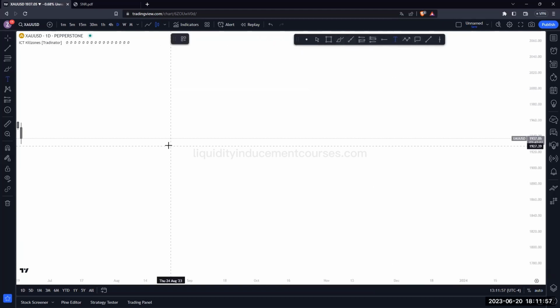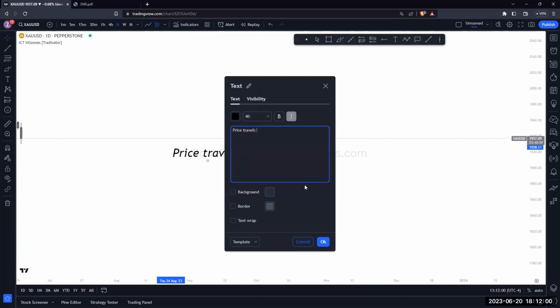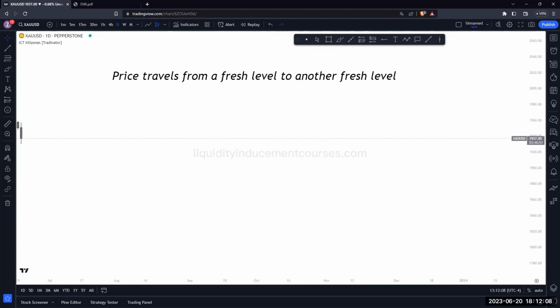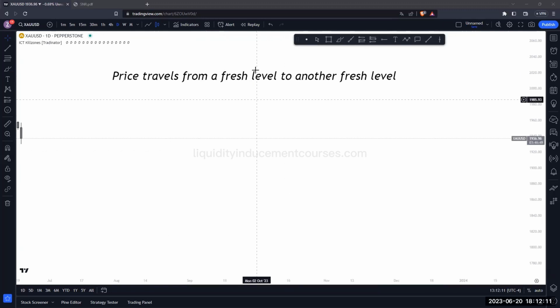So there is this concept about price. Price likes to travel from a fresh level to another fresh level. So on the higher time frame, you're gonna have your level in here. Let's say daily. If price wants to start a storyline from this daily, where is it gonna go? If it wants to go from this daily, it will go to another daily. So from this daily to another daily.